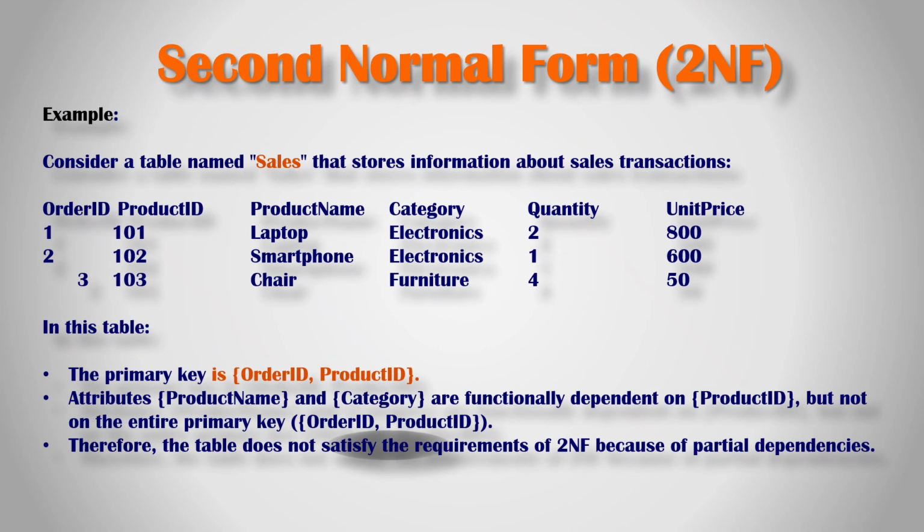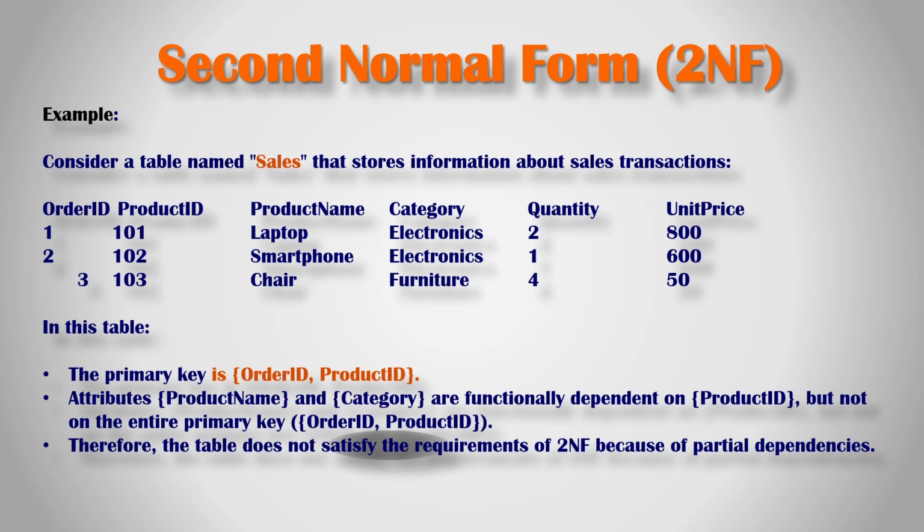Example: consider a table named Sales that stores information about sales transactions. Order ID, product ID, product name, category, quantity, unit price. 1, 101, laptop, electronics, 2, 800. 2, 102, smartphone, electronics, 1, 600. 3, 103, chair, furniture, 4, 50. In this table, the primary key is order ID, product ID.